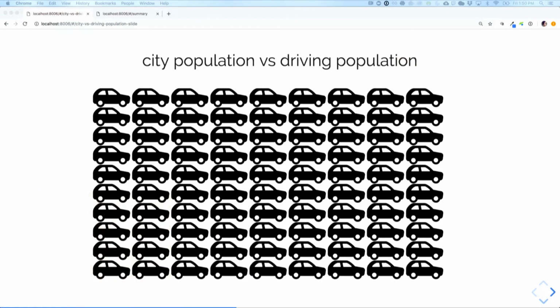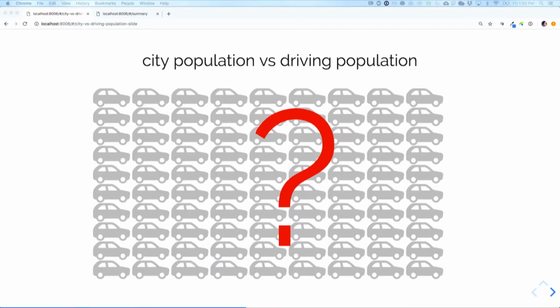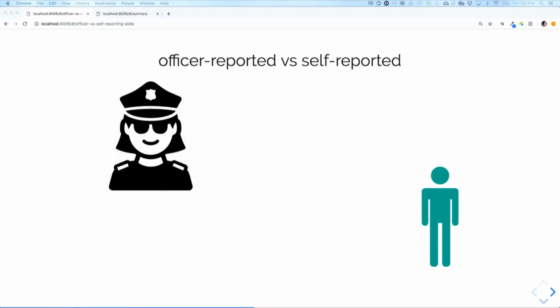First of all, you don't really know who's driving, who's taking the metro, etc. Additionally, that would be assuming that every single stop that occurred was an individual person, whereas there could be someone that was pulled over 20 times, right? So you don't really know what the driving population is.